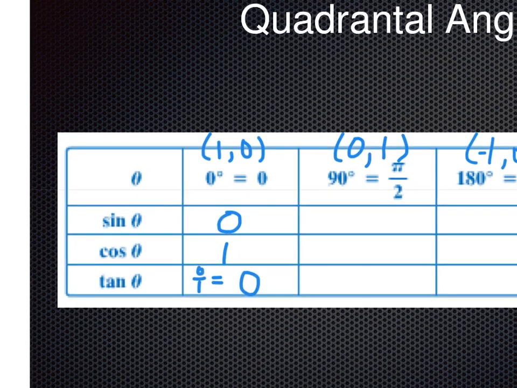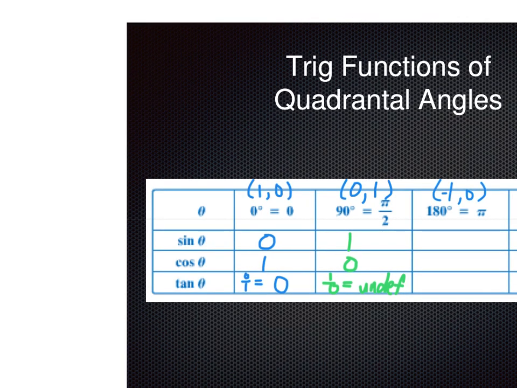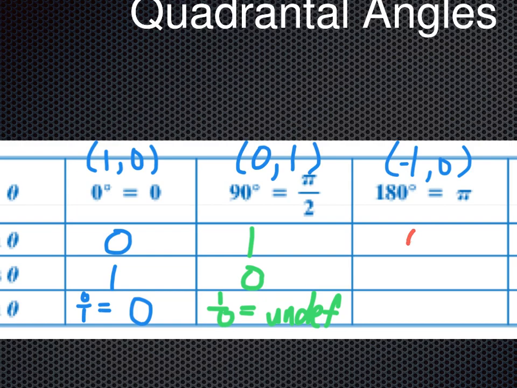All right, for 90, what's the sine? 1. What is the cosine? 0. Y over x. So 1 over 0 gives me what? Undefined. Good. For 180, what is my sine? What's the y? 0. What's the cosine? Negative 1. To find the tangent, it's 0 over negative 1, which gives me 0. Good.